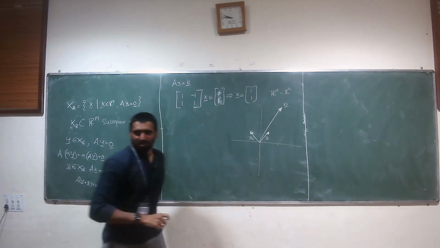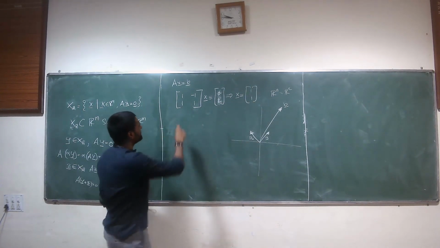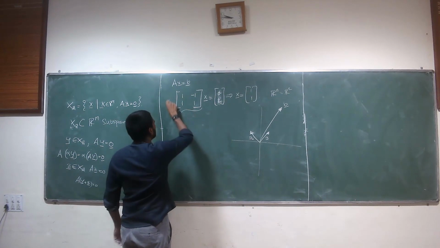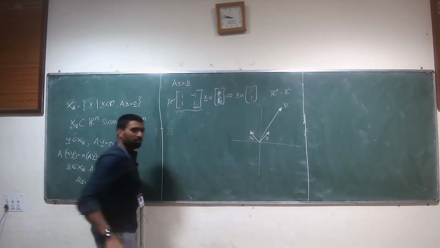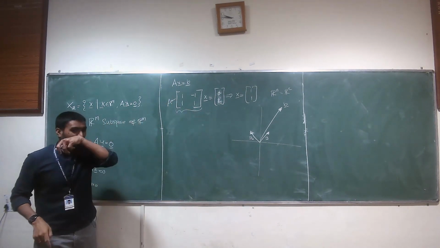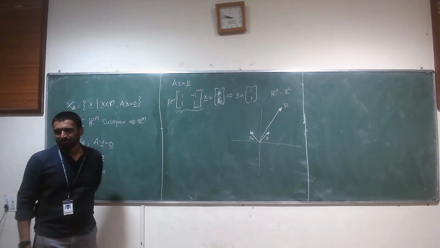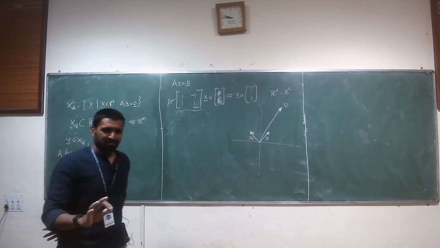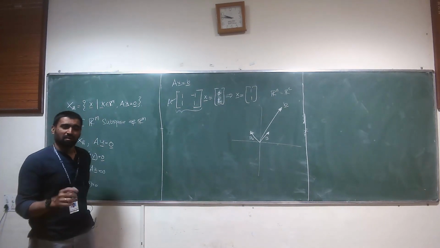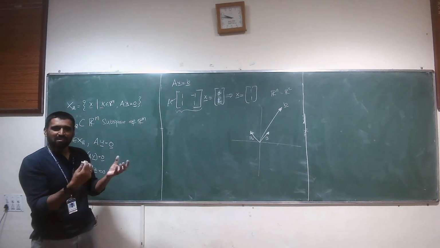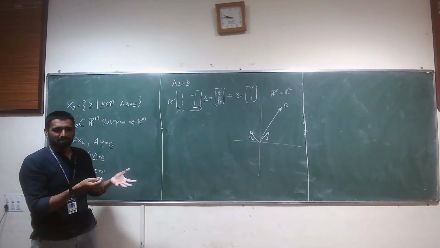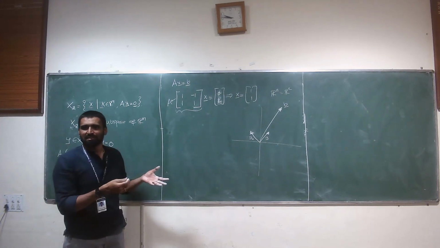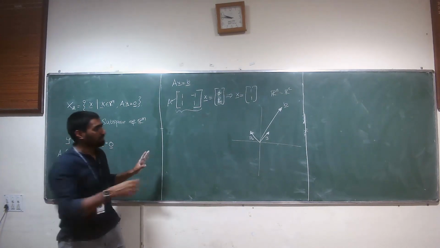Okay, 1, 1. See, we know this matrix A, right? What does it represent? What do matrices represent in general? Any n cross m matrix. Well, a matrix is an array of numbers. What does it represent? Linear transformation, right? Matrices represent linear maps from Rm to Rn.